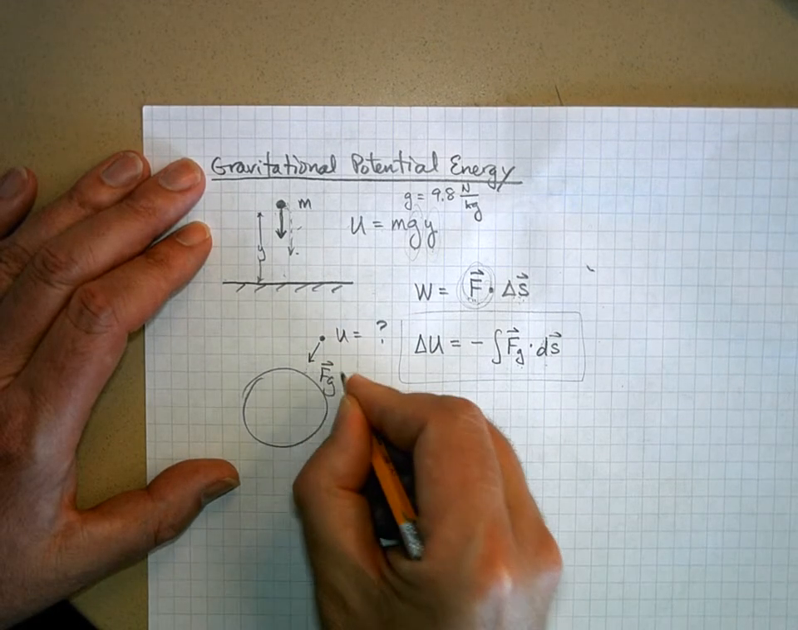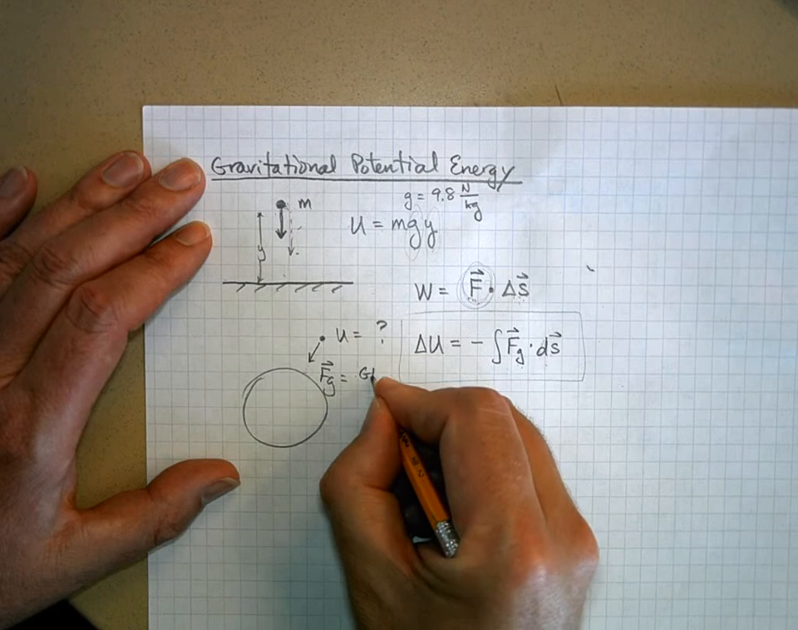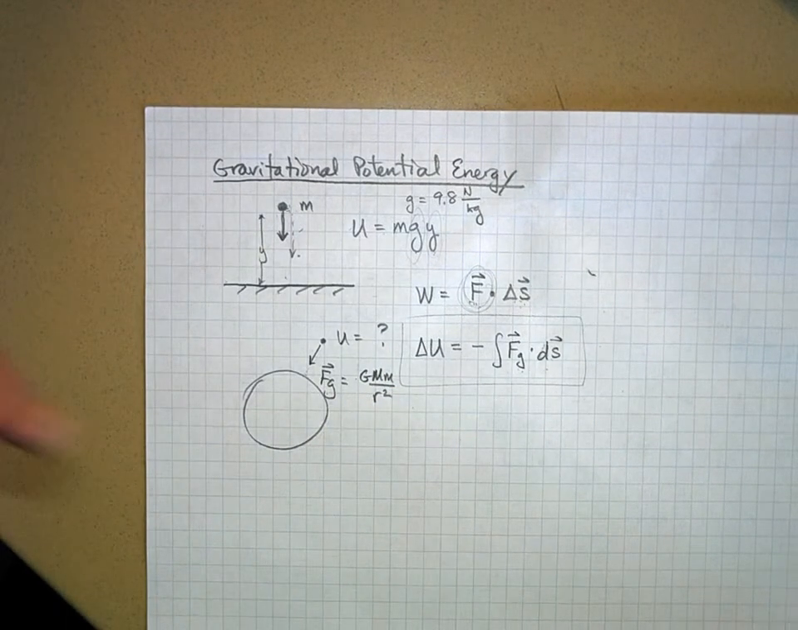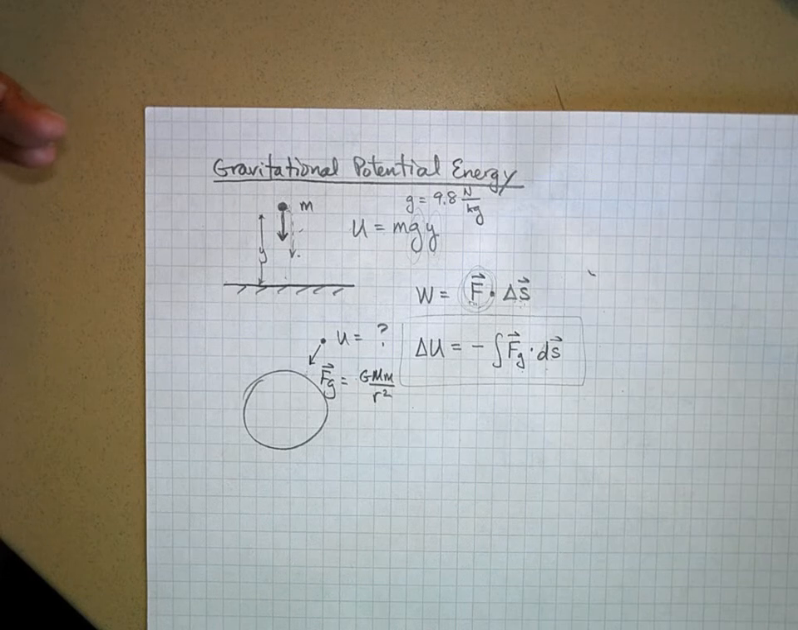Force of gravity is equal to GMm over r squared. But it's a vector. We need to describe its direction. And here's how we do it. You may have never seen this before, and if this confuses you, don't worry about it. Okay, just soak it in.